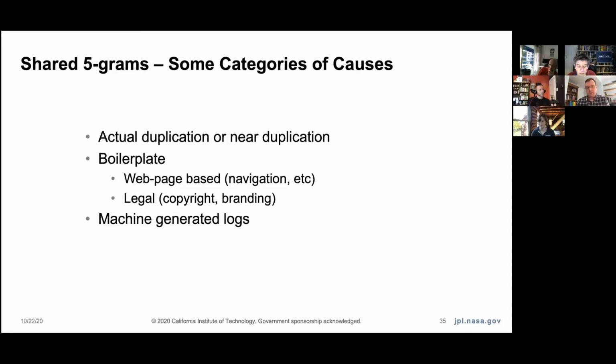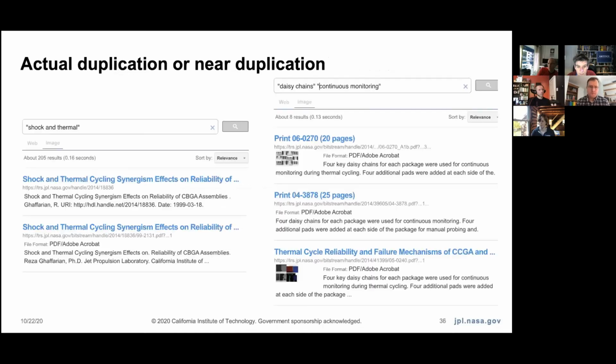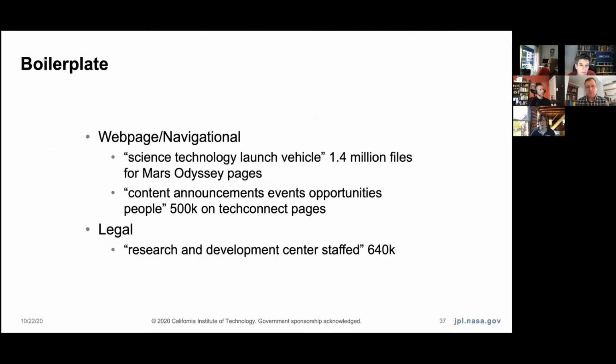There were also some machine generated sensor data that had very similar language in there, so we got a lot of 5-grams from those. One thing I was looking at was, in trying to figure out actual duplication and near duplication, this boilerplate stuff. These are examples of what I was just talking about. In web page and navigational boilerplate, "science technology launch vehicle" showed up in 1.4 million files, and I'll do a deep dive on that shortly. "Content announcements, events, opportunities, people" showed up in 500,000 pages from this one particular site. And then, as I mentioned, there were also these legal boilerplate kinds of things.